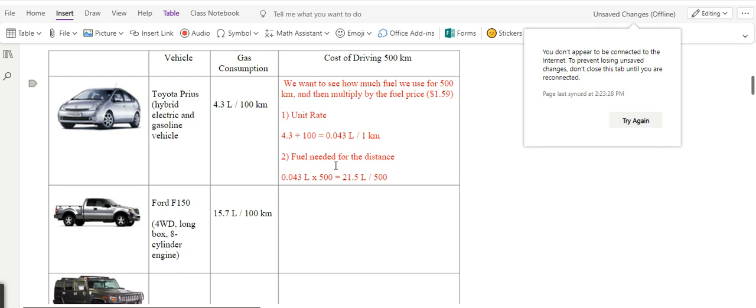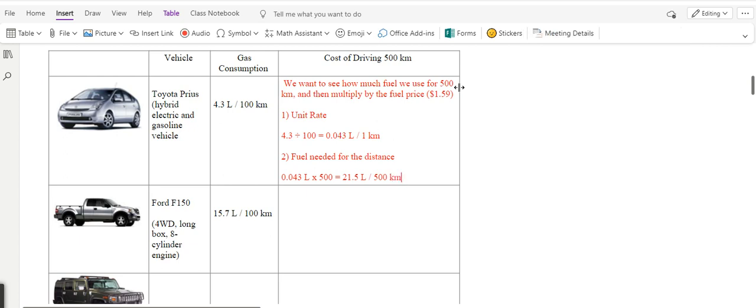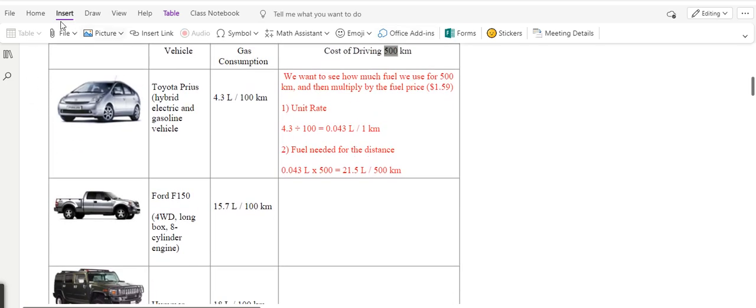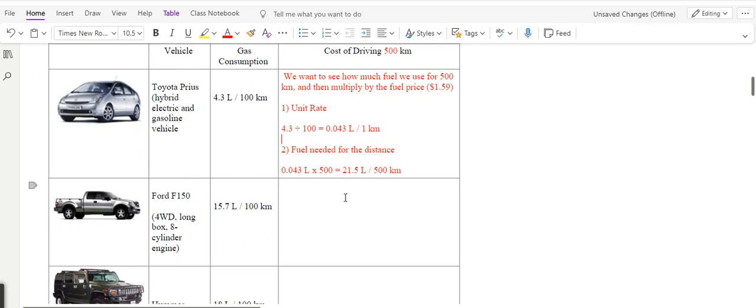I go out of my way here just to include all of my units because we have a lot of different numbers and we're converting between liters, kilometers, and dollars. So I want to be very clear on what I'm using. First thing we did was get the unit rate. So that was 0.043 liters for 1 kilometer. The fuel needed for the distance is going to be that 0.043 times 500. That 500 comes from up here. And so that's going to be 21.5 liters. Now, that's how much we need altogether, and I'm just stating that it's for the 500 kilometers.